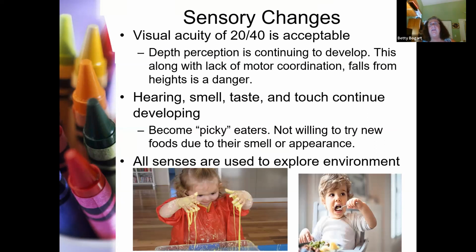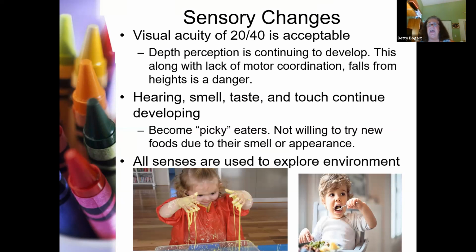They are getting more visually aware. They can see better, and that depth perception is better. Their eyes are working more together, so we'll see that. So coordination will get better with these children.